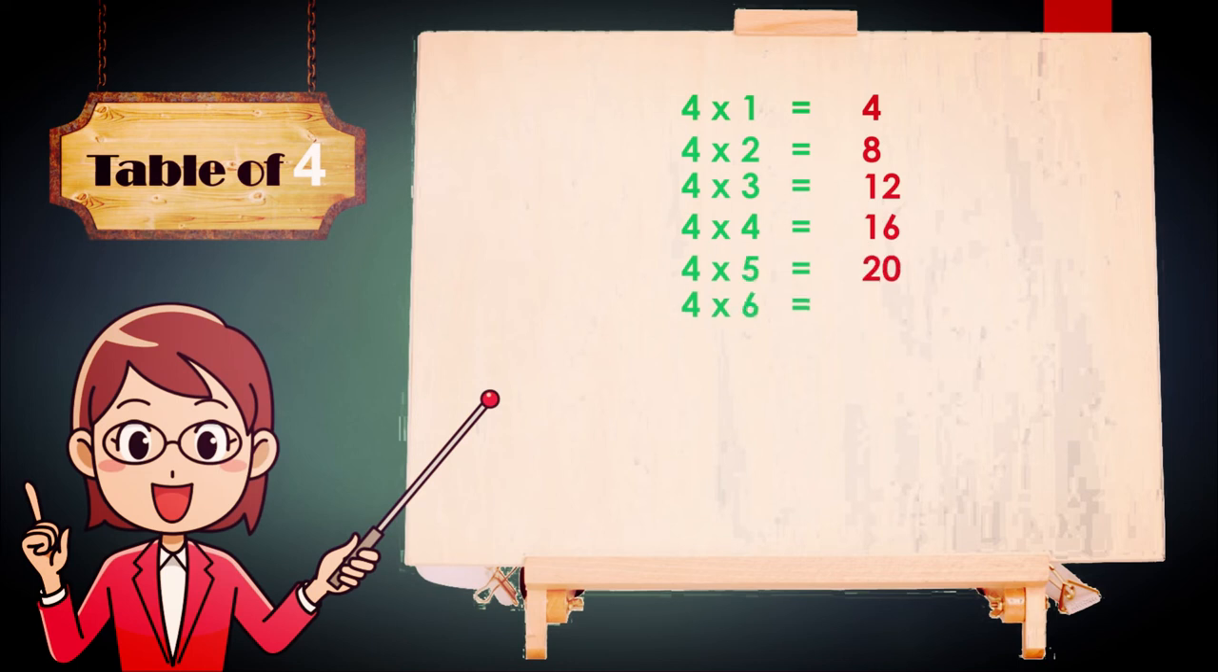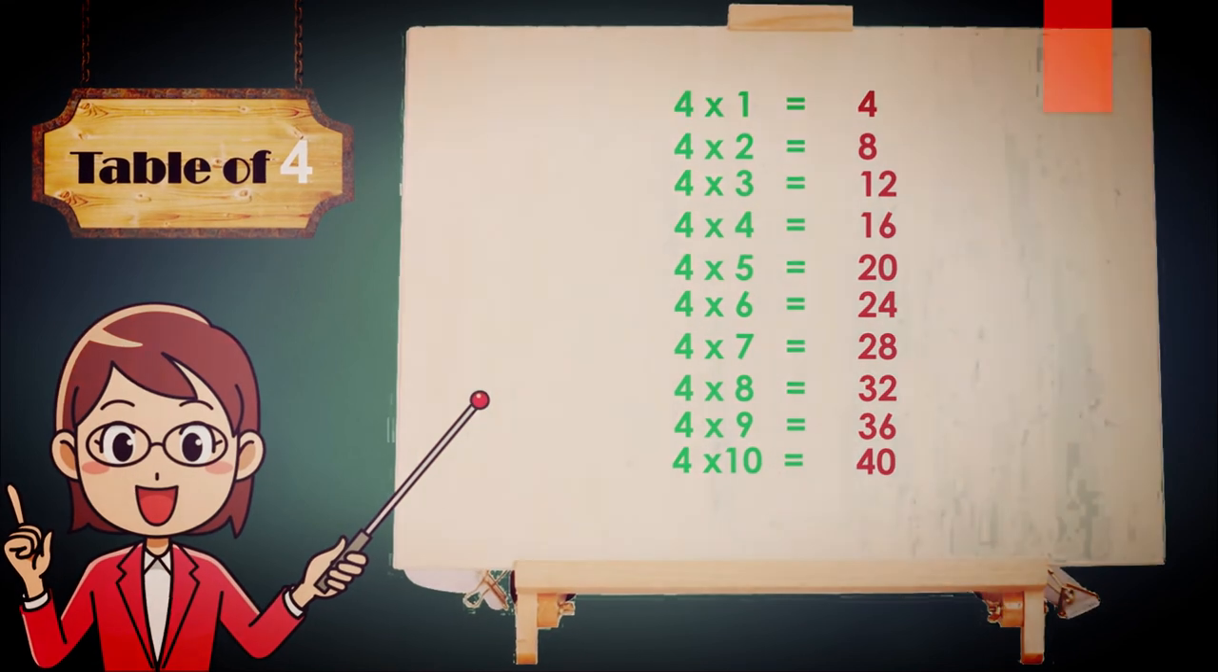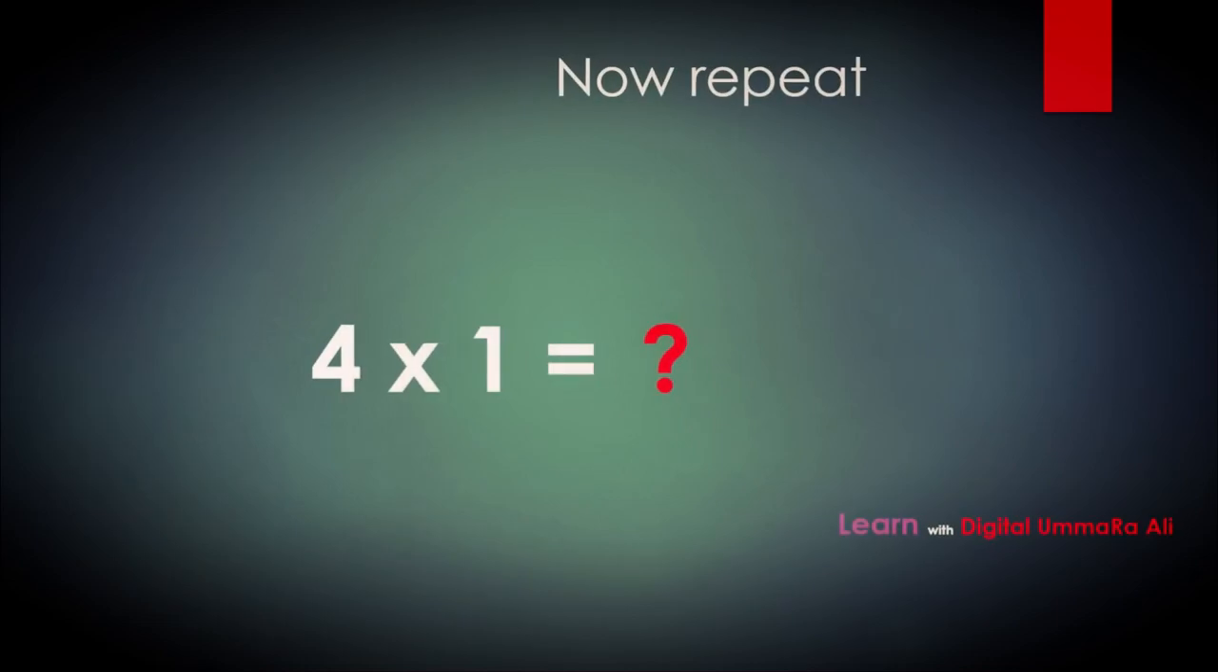So here is the table. 4 ones are 4, 4 twos are 8, 4 threes are 12, 4 fours are 16, 4 fives are 20, 4 sixes are 24, 4 sevens are 28, 4 eights are 32, 4 nines are 36, 4 tens are 40. Let's repeat it and learn the table of 4.